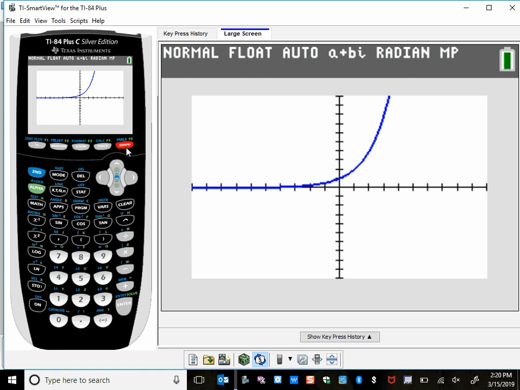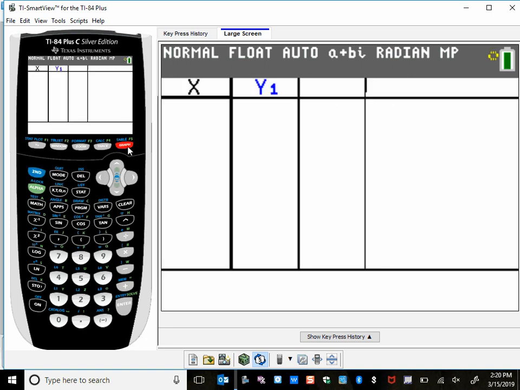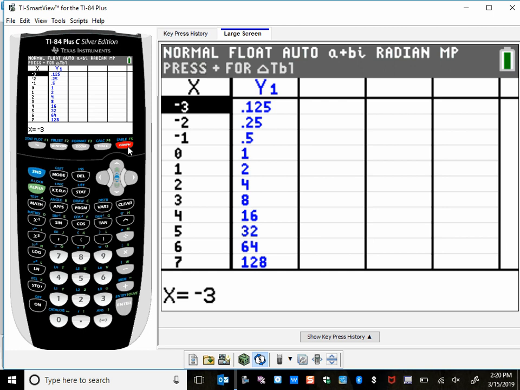Okay, so everyone's looks like that, right? It looks like my asymptote is at this line right here at 0. I'm going to teach you in a little bit how to find that, but first, let's hit second table and let's get some points.